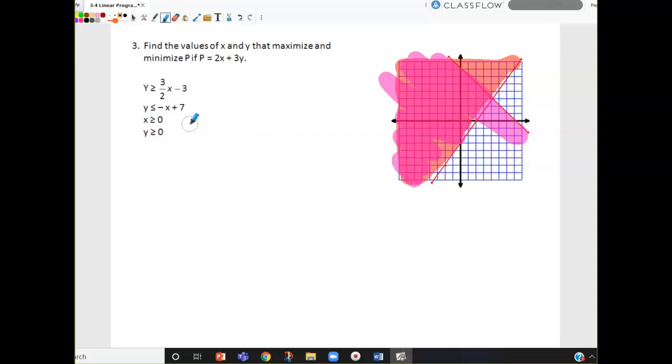And then our last two constraints are the x and y axis. So what that means is that this graph is bounded by the x and y axis. So it's also bounded along this line and this line. So we have to shade above and below those two lines. So our shaded region becomes enclosed by the two linear functions as well as the x and y axis.